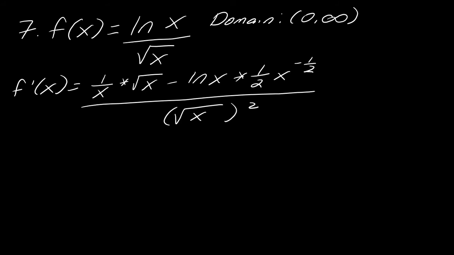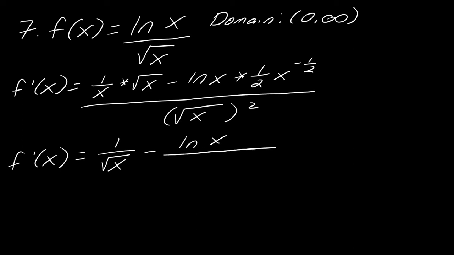So we've got to clean all of this up now and make this look much nicer. So what this turns into is f prime of x. So let's see, this is going to become 1 over the square root of x minus the natural log of x over 2 times the square root of x, all of that over x.